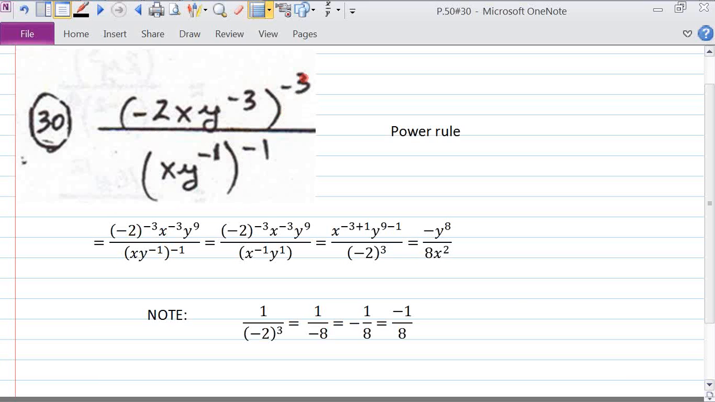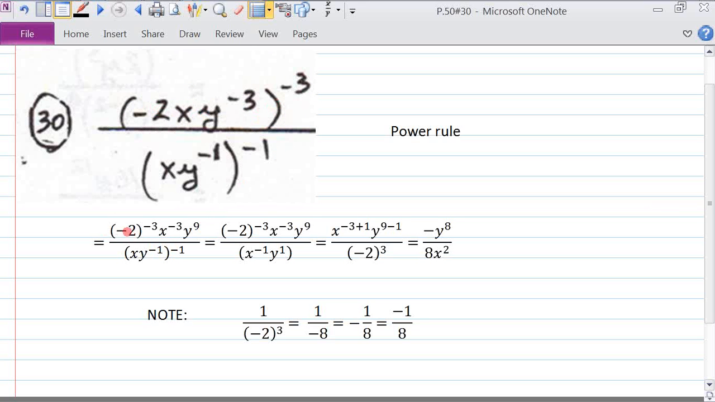We're going to first of all multiply the minus 3 times the 2. This is 2 to the 1. So we get minus 2 to the minus 3. The x is to the 1. So I'm going to multiply 1 times minus 3. I get minus 3. And I'm going to multiply minus 3 times minus 3. So that handles the numerator. What I'm doing is applying the power rule to the numerator only. Okay, right here.